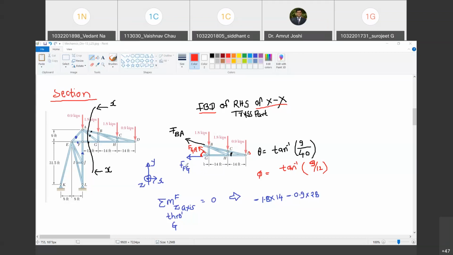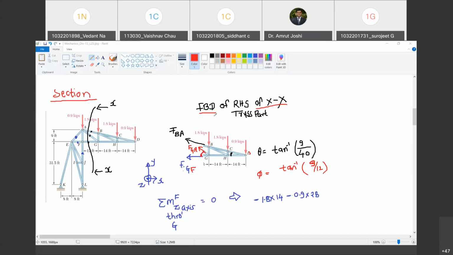You can call it as FFG or you can call it as FGF. That is just a nomenclature. Are you with me? Yes, sir. So let me call it as FGF. Are you with me? Vedant, are you with me? Yes, sir.